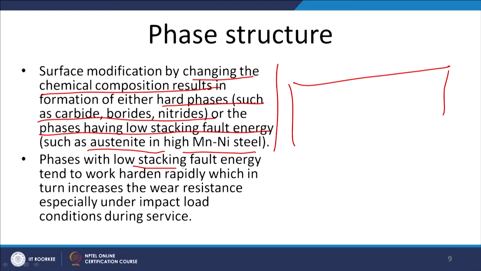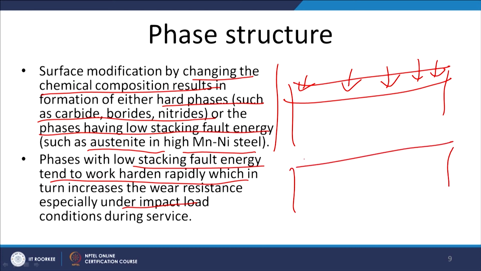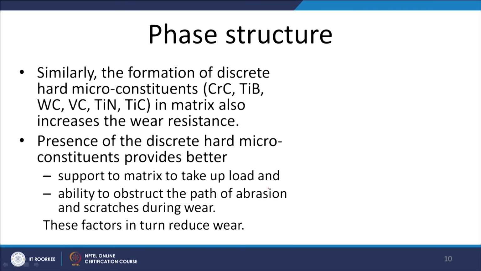The phases with low stacking fault energy tend to work harden rapidly, which in turn increases the wear resistance, especially under impact conditions. So, either we can introduce these elements onto the surface so that required compounds are formed which will change the microstructure, or we can build up a layer of the required material like Hadfield steel or high manganese steel, or the austenite layer, which shows low stacking fault energy. So, it tends to work harden very rapidly and offer the required wear resistance.